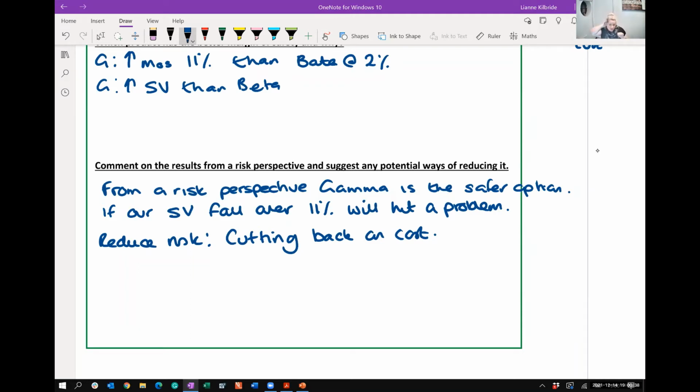You might want to scrap the product altogether. The company might decide not to do it, or they might think of other ways of reducing the risk. As I've said, cutting back on costs, thinking about reducing fixed costs, looking at reducing variable costs. Can we buy cheaper material? Do we have enough staff, or do we have too many staff?